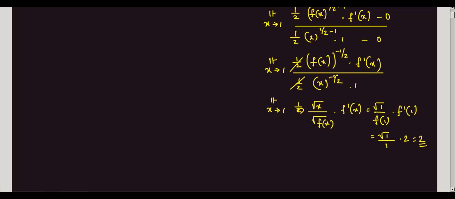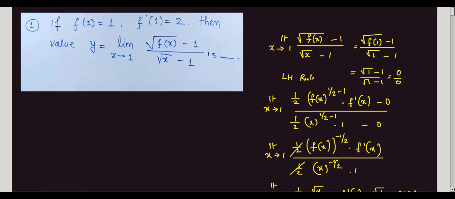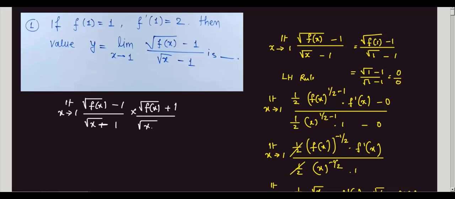So let us do it by another method. Limit x tends to 1 of root of f of x minus 1 by root x minus 1. What I do is multiply by root of f of x plus 1 and root x plus 1, so into root x plus 1 by root f of x plus 1. Then this cancels out, and the final form comes.